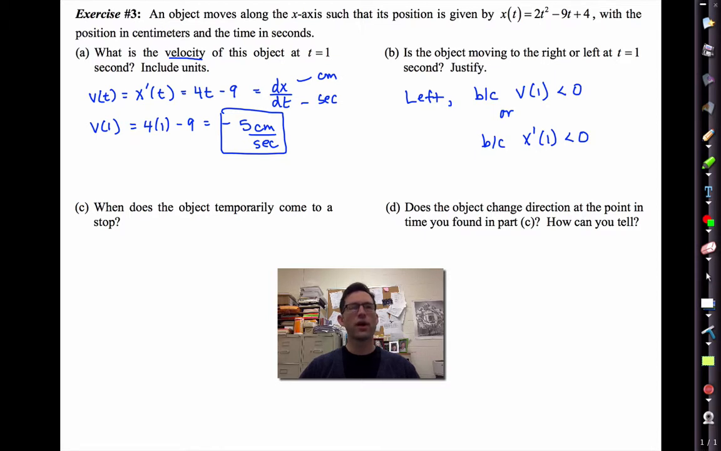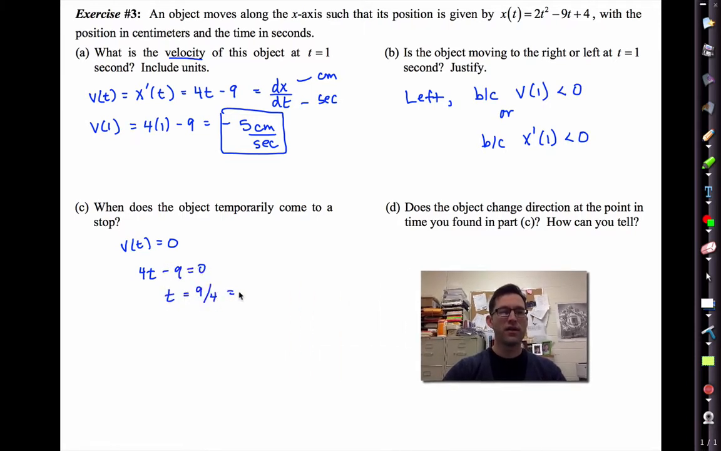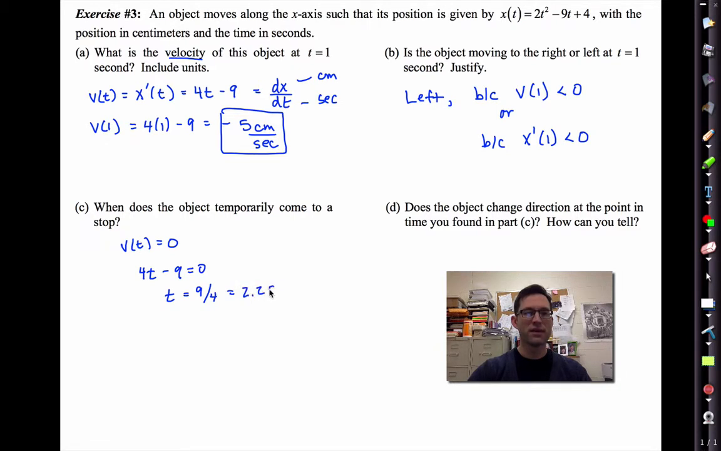All right, did you figure out 2 1/4 seconds? Hopefully, right? An object will always come to a stop when its velocity is equal to 0. Right? So that would be 4t minus 9 equals 0. T equals 9/4, and I think this is actually easier to think about in decimal form. So 2.25 seconds.